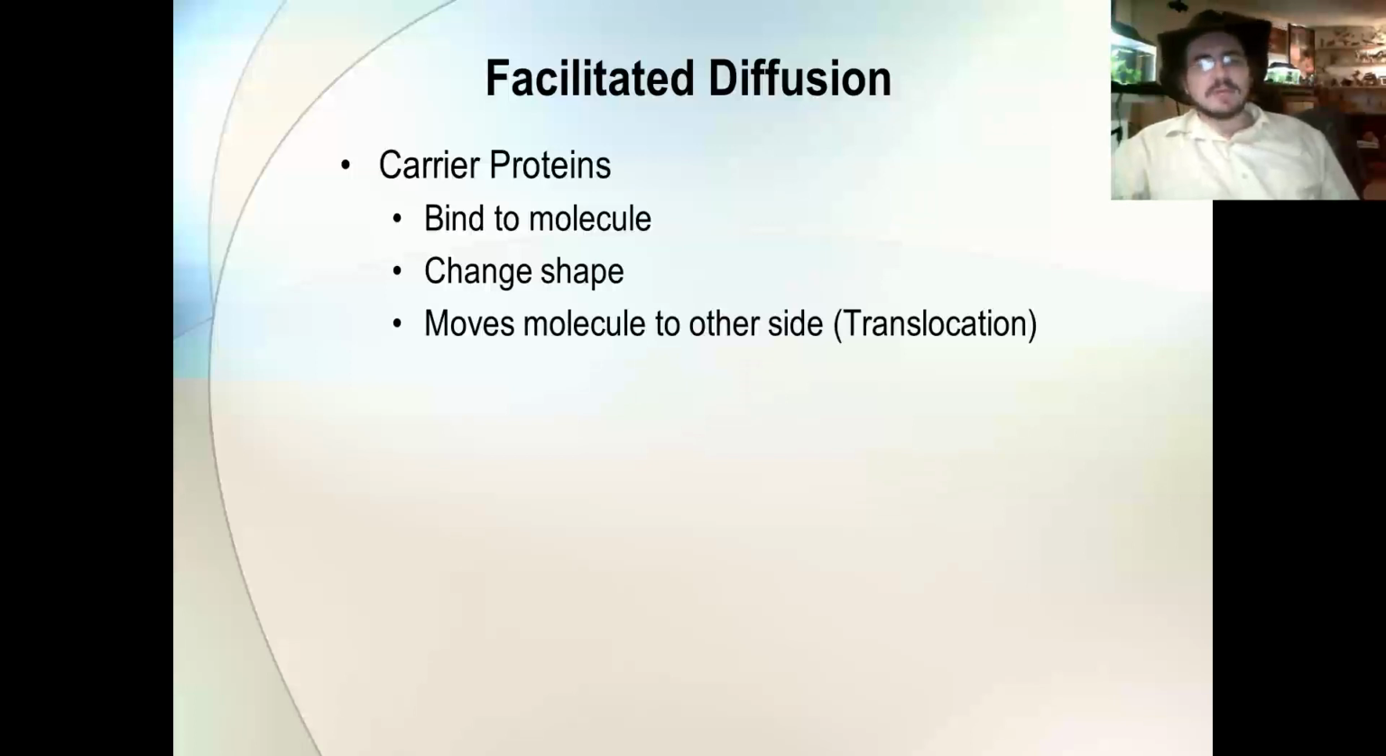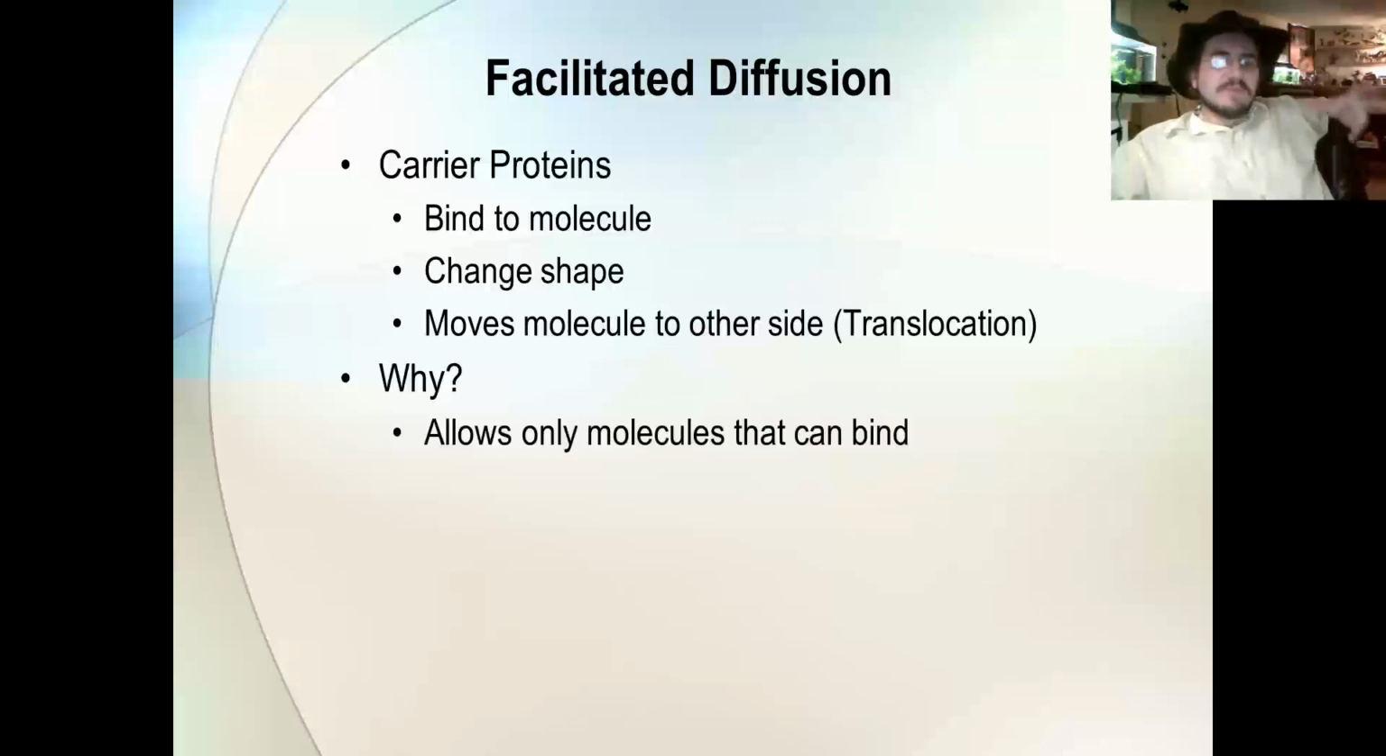So carrier proteins move molecules back and forth across a membrane based on high concentration versus low concentration. So this is extremely useful because you have specificity here. This is going to be moving large molecules. You don't want to necessarily move just any large molecule. So that specificity allows you to move only specific large molecules. For instance, a glucose transporter is an example of a carrier protein.